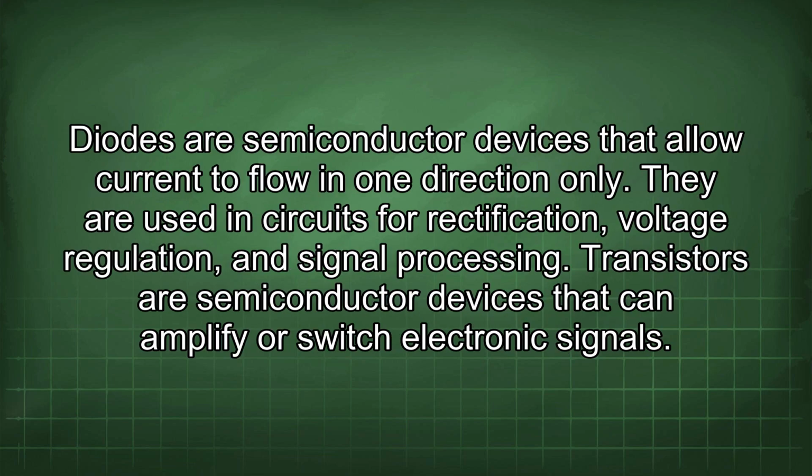Diodes are semiconductor devices that allow current to flow in one direction only. They are used in circuits for rectification, voltage regulation, and signal processing. Transistors are semiconductor devices that can amplify or switch electronic signals.